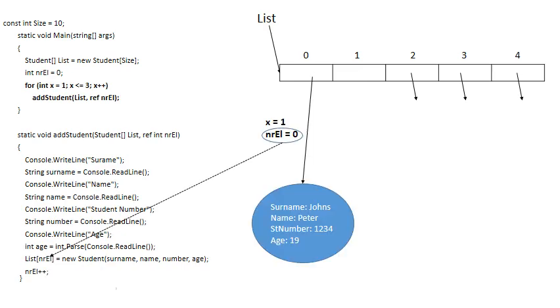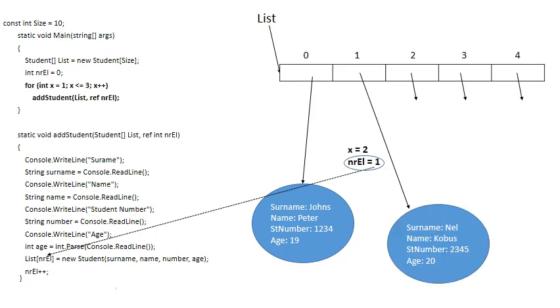In the main method we have this for loop that goes from 1 to 3, and it calls the method add student 3 times. When x is 1, the user enters John, Peter, 1234, 19 inside the method add student. The object is created, and because number of elements is 0, pointer 0 points to that object. Number of elements is increased to 1.